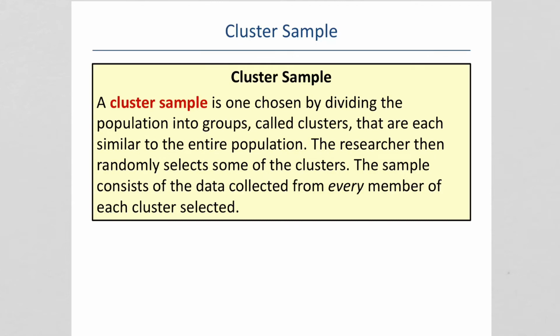A cluster sample is one chosen by dividing populations into groups called clusters that are each similar to the entire population. The researcher then randomly selects some of the clusters. The sample consists of the data collected from every member of each cluster selected.